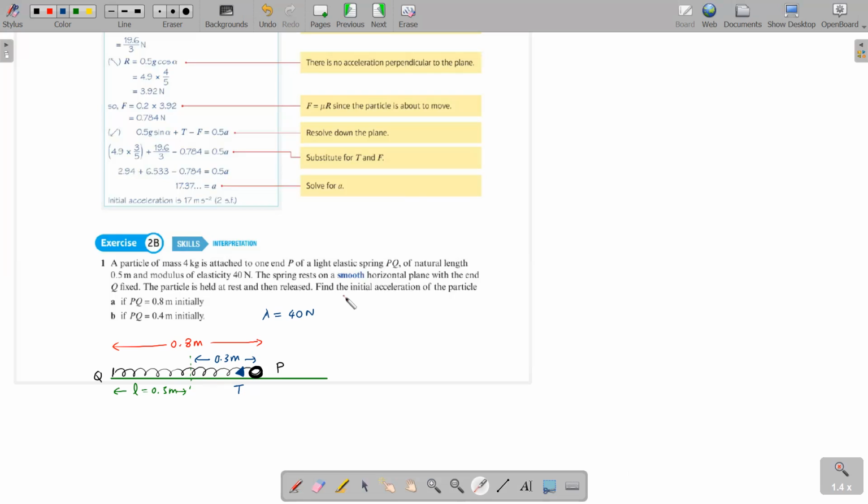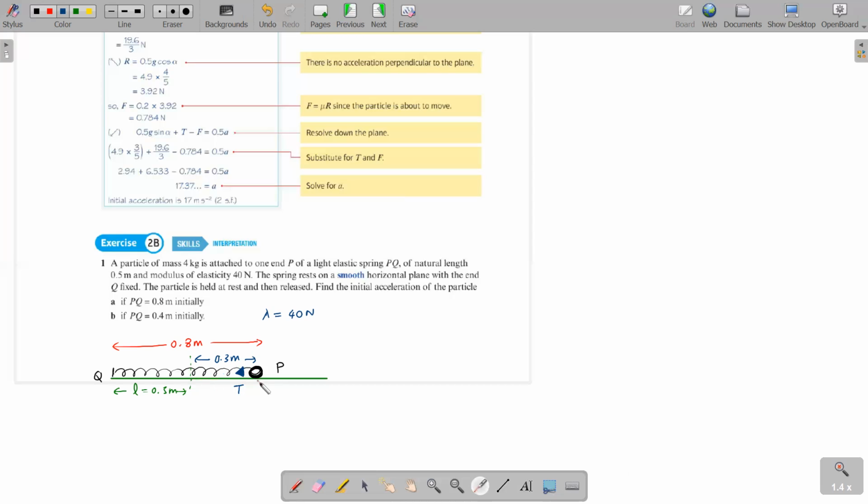However, now you can see they use the word find the initial acceleration. Why do they say initial acceleration? Because the acceleration that this particle is going to experience is not going to be constant. You will learn more of this in simple harmonic motion, but over here, this acceleration depends on the extension. So the more you pull, the higher the acceleration.